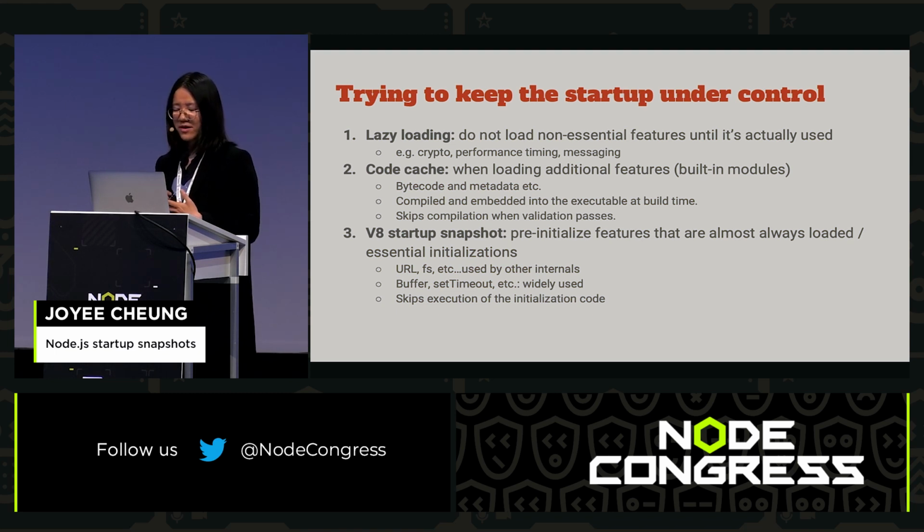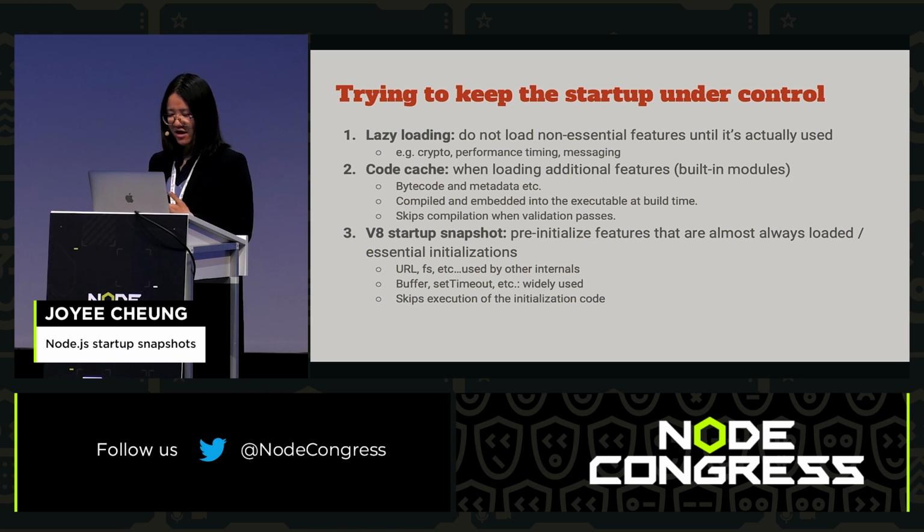And second, when building releases, we pre-compile all the internal modules to generate the code cache, which contains bytecode and metadata, and we embed them into the executable so that when we do have to load additional modules at user request, we pass the code cache to V8, and V8 can skip the parsing and compilation and just use the serialized code when it validates that cache.